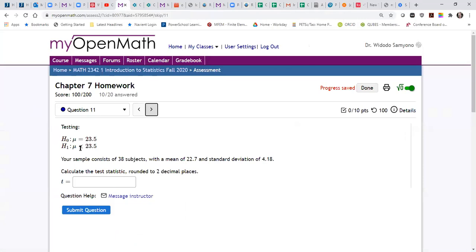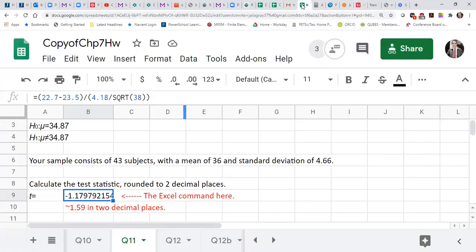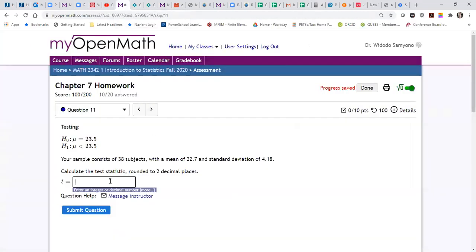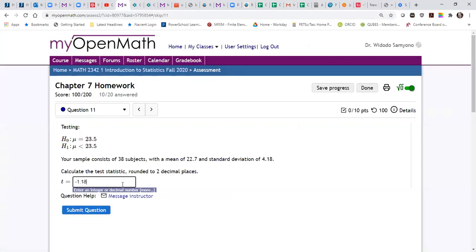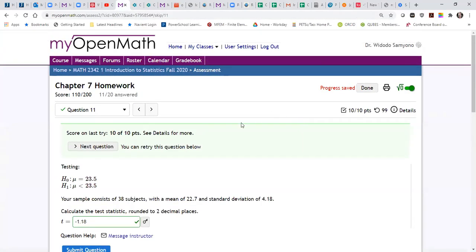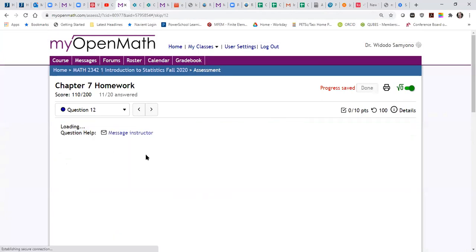So you can also see this is a left-tailed test, okay? And you need to round up to 2 decimals. So your answer will be negative 1.18, right? Yeah, negative 1.18, right? Okay, so you can continue with number 12.